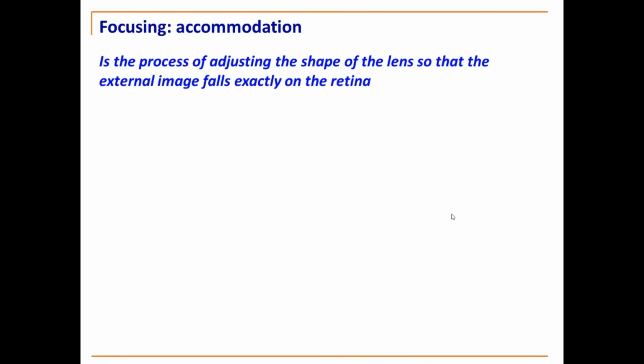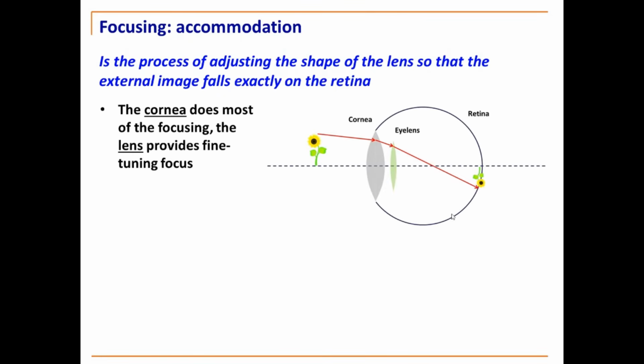So what is accommodation? We know accommodation is the process of adjusting the shape of the lens so that the external image falls exactly onto the retina. The cornea does most of the focusing, and the lens just provides the fine-tuning. If we look at what's actually happening with this nice little tall daisy, the light comes in, hits the cornea, which does a lot of focusing, so a lot of bending of light, then hits the eye lens, and that's providing the fine-tuning.